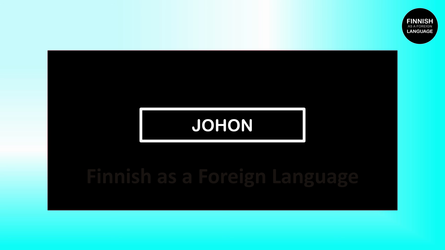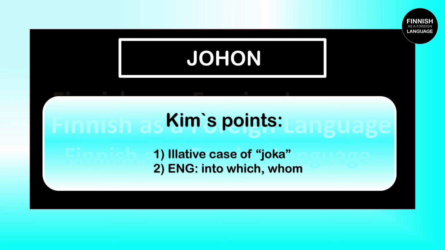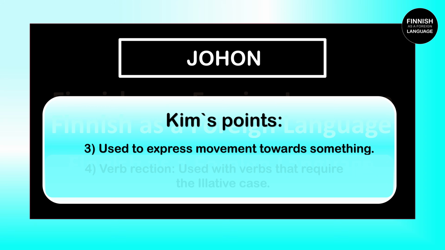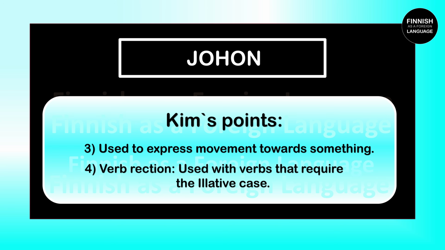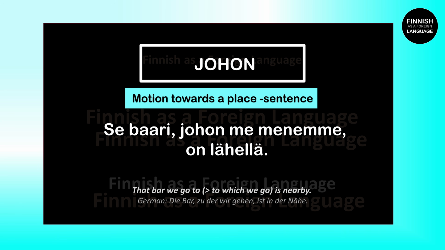Alright, we carry on with the next one, which is johon, the ilative case of joka. Johon can be translated as into which or whom. We use johon when we want to express movement towards something or with some verbs that require the ilative case. Here's our first example. Se baari, johon me menemme, on lähellä. In English, that bar we go to, or to which we go, is nearby.